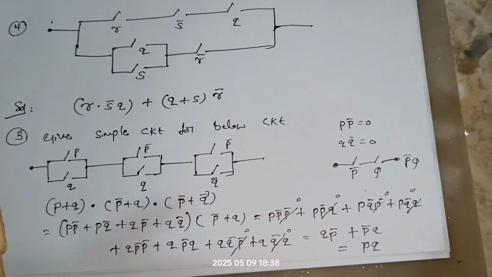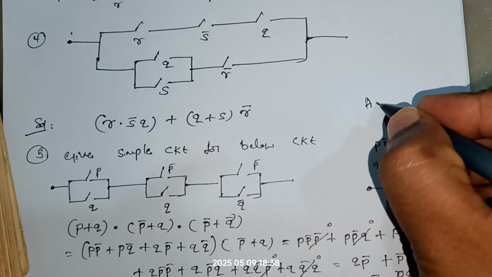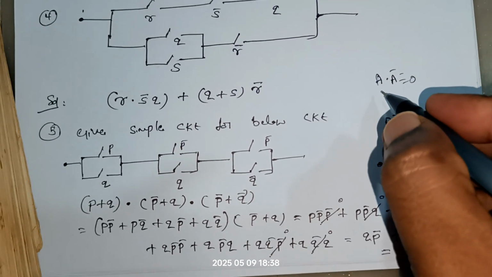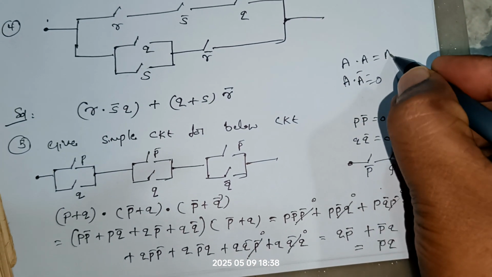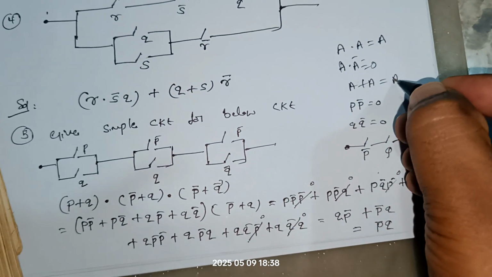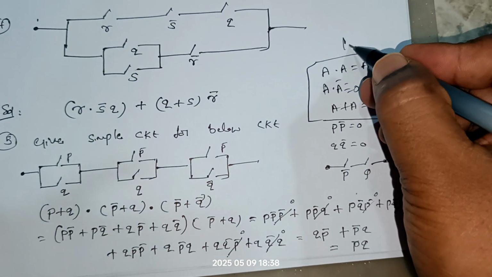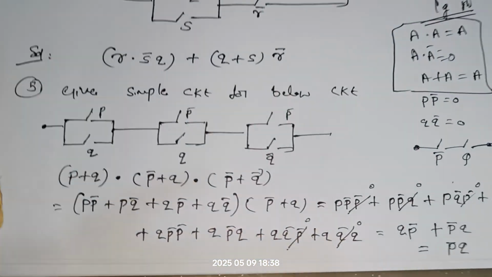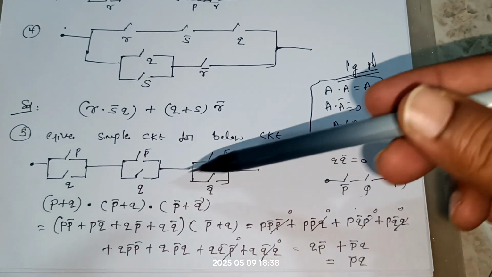Okay. So what are all the rules we have used: A into A bar is 0, A into A is A, A plus A is A. These are the logic rules and guidelines we have used to draw this simple circuit from this complex circuit.